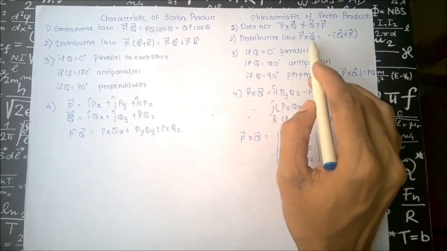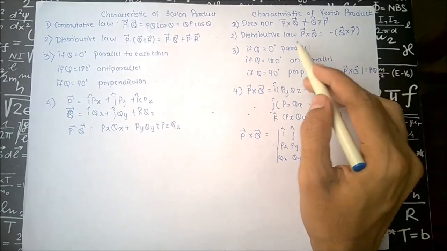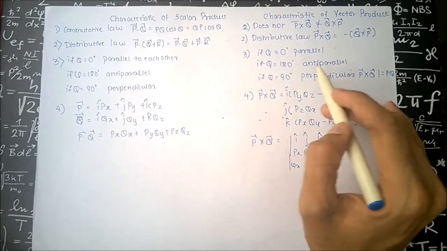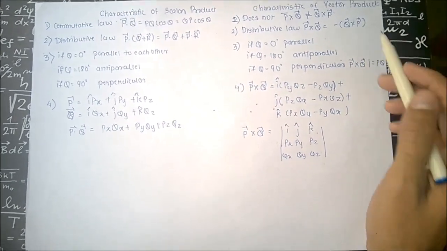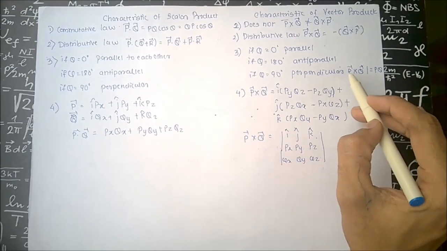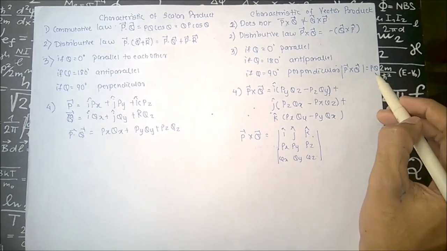Similarly, for the cross product of two vectors, with sine theta: if the angle theta between them is 0, then the two vectors are parallel. If theta is 180, then they are anti-parallel, and the answer becomes minus of q cross p. And if theta is 90 degrees, then they are perpendicular, that is, the magnitude of p cross q bar gives you pq.